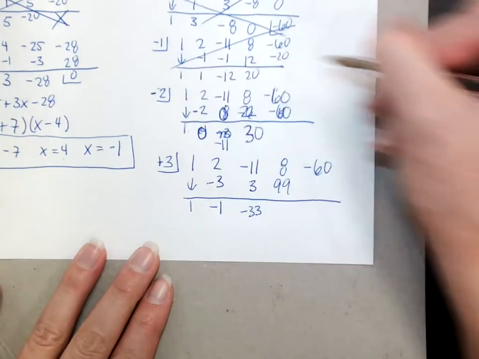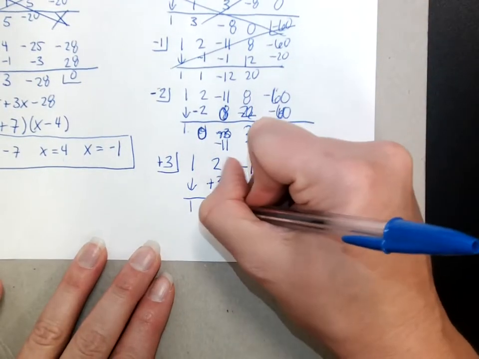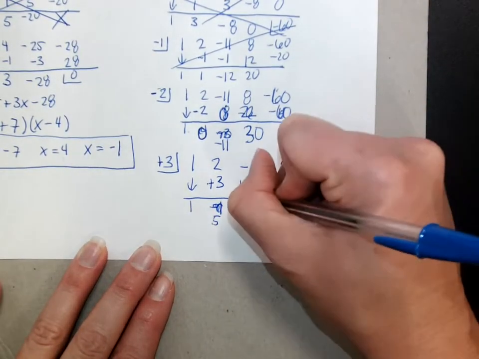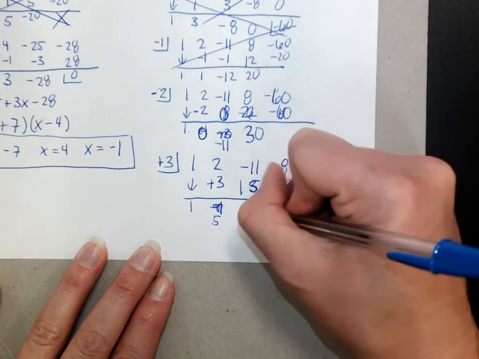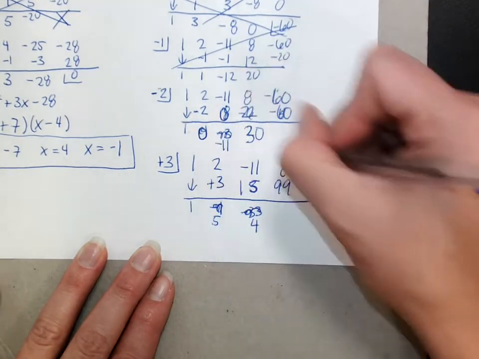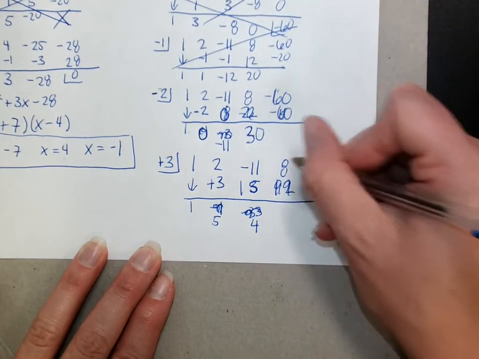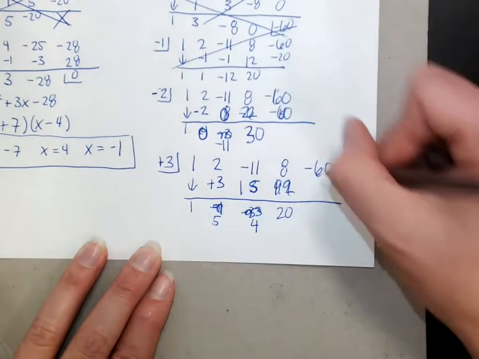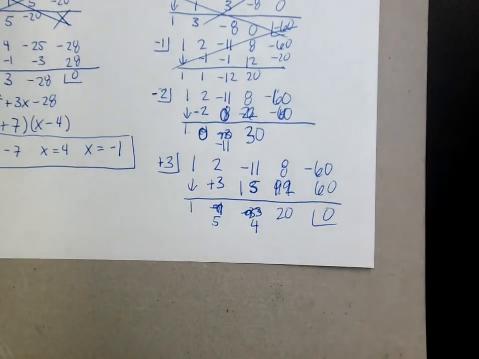So what if it was a positive 3? That's a positive 3. That's a 5. That's a 15. 11. That is a 4. 4 times 3 is 12. That is, I'm feeling good about this, 20. 20 times 3 is 60. So yay, that worked. 60 worked. 3, positive 3, is one of my solutions.